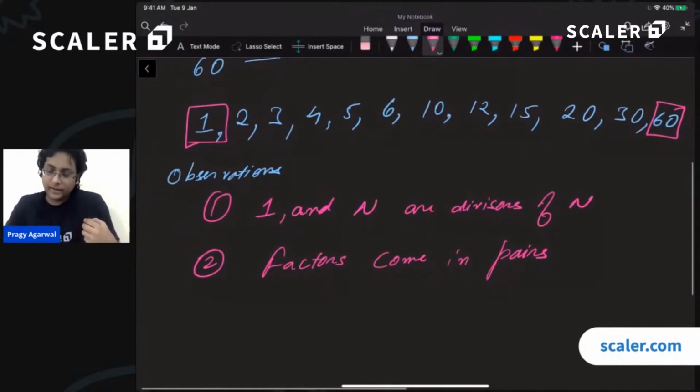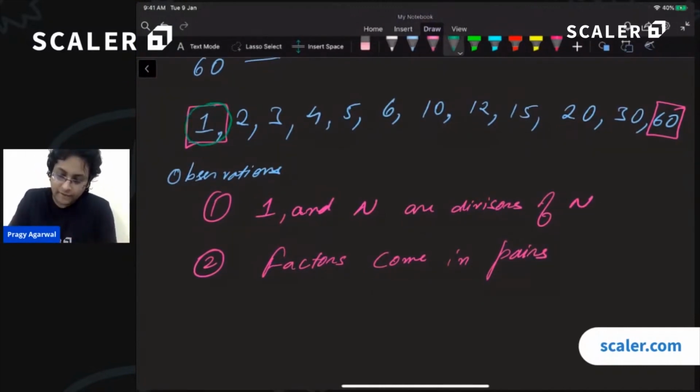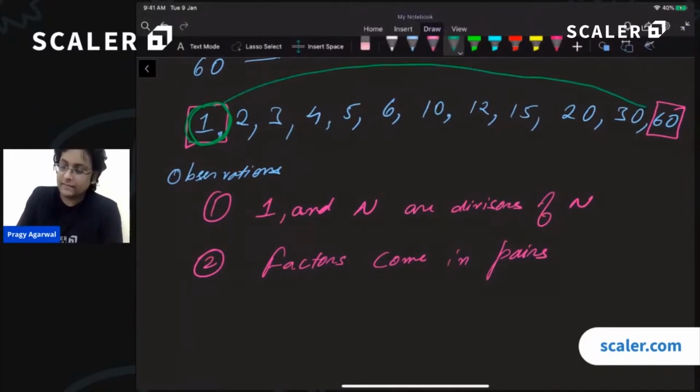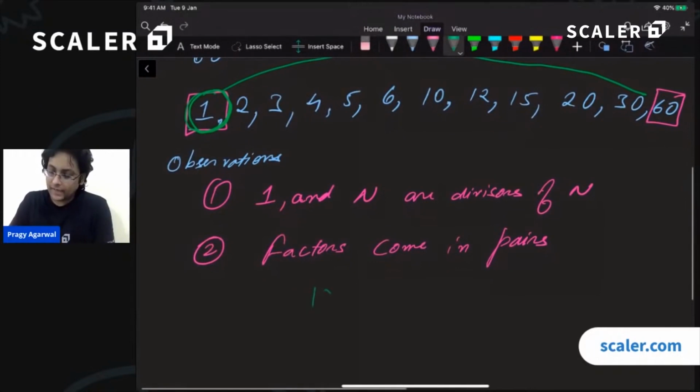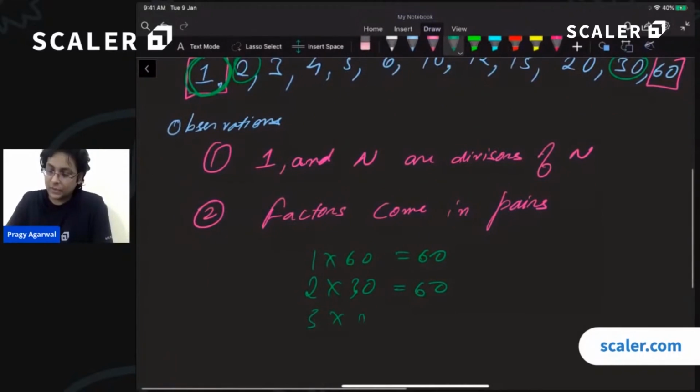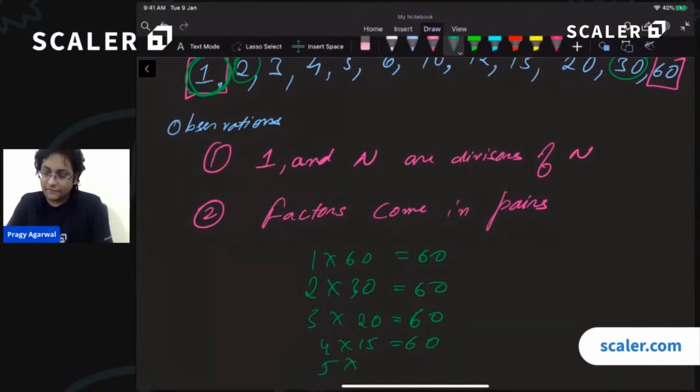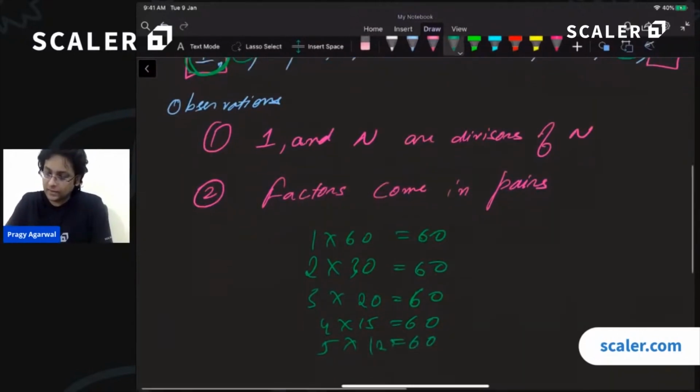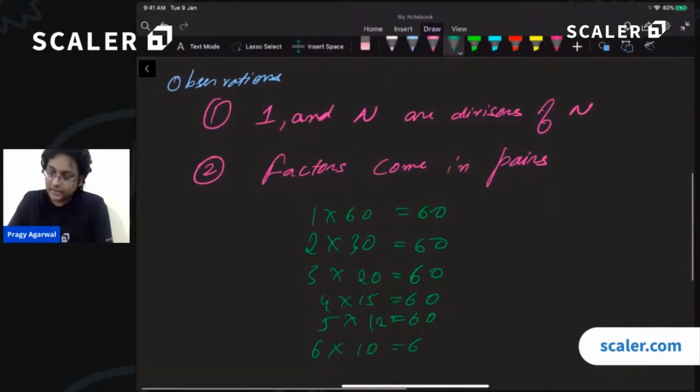What do I mean by that? I mean that given any factor, there is a corresponding factor. So if I pair 1 with 60, then I will get 60, right? 1 times 60 equals 60. Similarly, if I pair 2 with 30, then I once again get 60. So 2 times 30 is 60. Similarly, 3 times 20 is 60. 4 times 15 is 60. 5 times 12 is 60. 6 times 10 is 60.